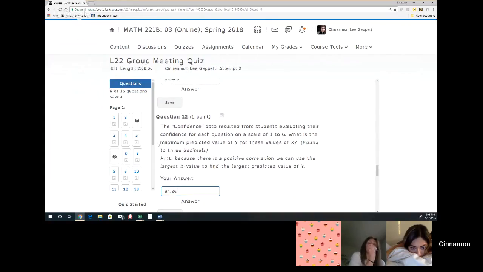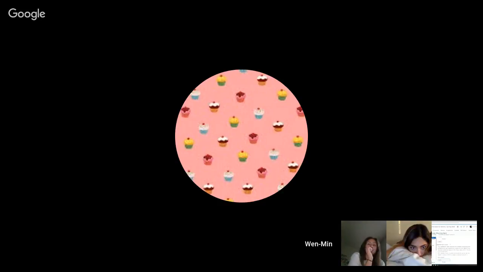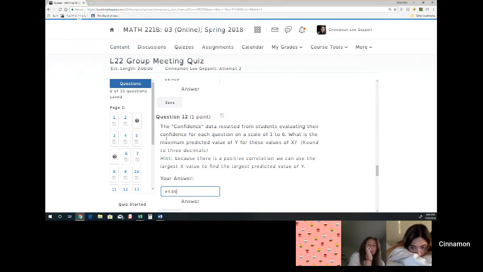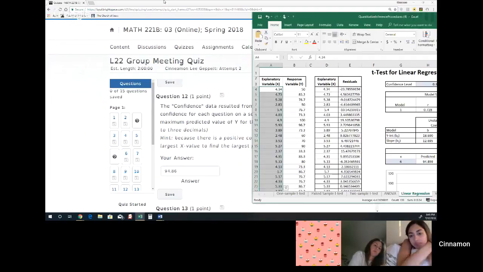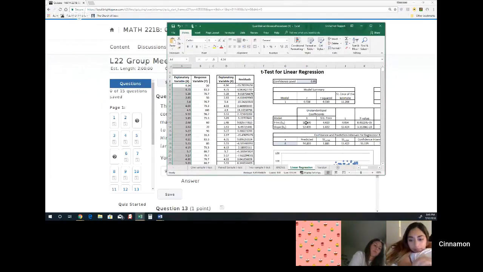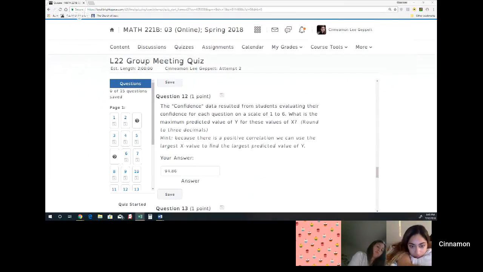Okay, so the confidence data results from students evaluating their confidence for each question on a scale of 1 to 6. What is the maximum predicted value of y for these values of x? Because there's a positive correlation, we can use the largest x value to find the largest predicted y value. All right. I just plugged in 6, but it makes a huge difference when we have these other numbers show up. These two, dramatic change. So maybe our method was right. We just didn't have the correct data from Excel.